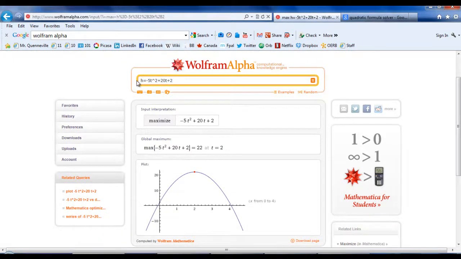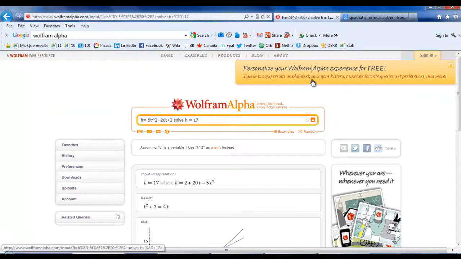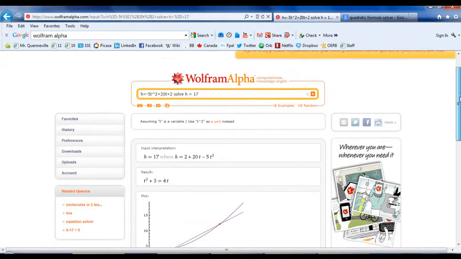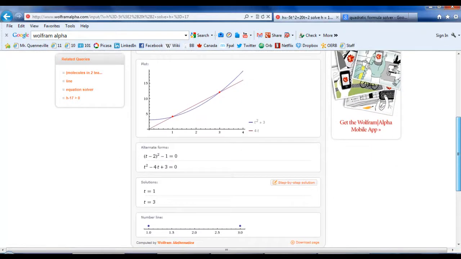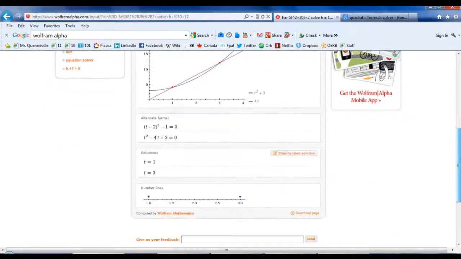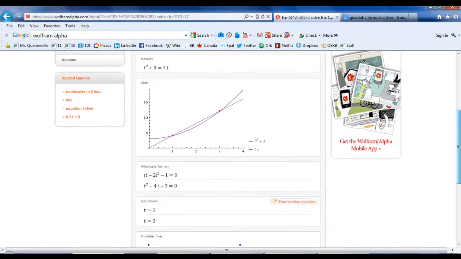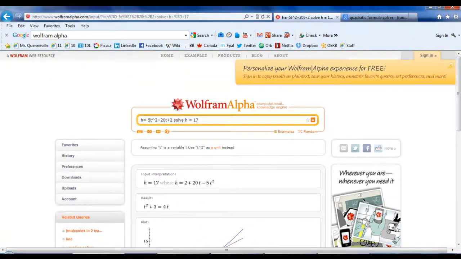And what about, let's try solve h equals 17. Okay, so it's solved this, and it's found two solutions, t equals 1 and t equals 3, which we found earlier. So it solved this for 2 points, and we can tell that it's actually occurring between time equal 1 second and 3 seconds, which we found earlier.